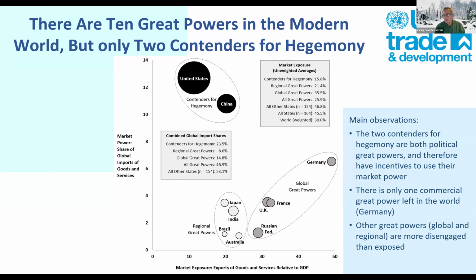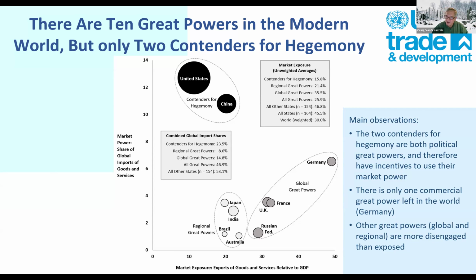Both of the contenders for hegemony are political great powers, and all of the other great powers, the 4 regional great powers and the 3 remaining global great powers, are in a sort of limbo zone where they're neither fully exposed, nor are they commercial great powers, nor are they disengaged. They have a relatively low level of interest. If you compare them to the global average, the average country in the world, 46% of its GDP is tied up in exports. For the average great power, it's 26%.